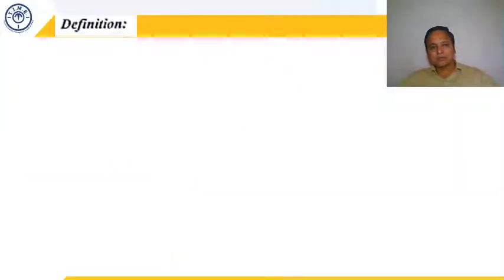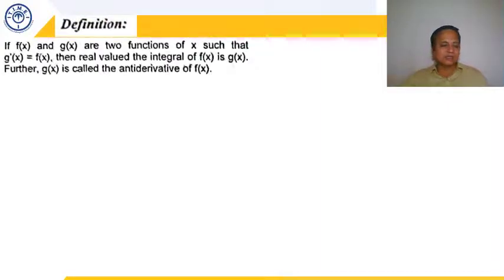Now, the definition. It says if f(x) and g(x) are two functions of x such that g'(x) is equal to f(x), then the real valued integral of f(x) is g(x). That is, if g'(x) is equal to f(x), then the real valued integral of f(x) is g(x), and g(x) is called the antiderivative of f(x). It is the antiderivative.